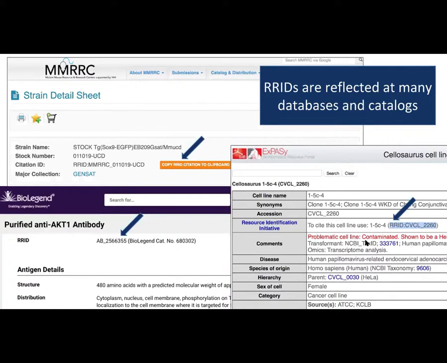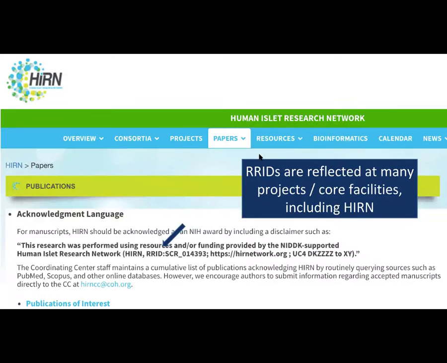This is another one that's contaminated. So presumably you would not want to cite this one. But the MMRRC has this on each one of their mice, and you can actually copy that by just clicking this button. If you run a stock center or a repository, you can get your RRIDs, but even if you run something like a core facility or a project, you can just make this very explicit.